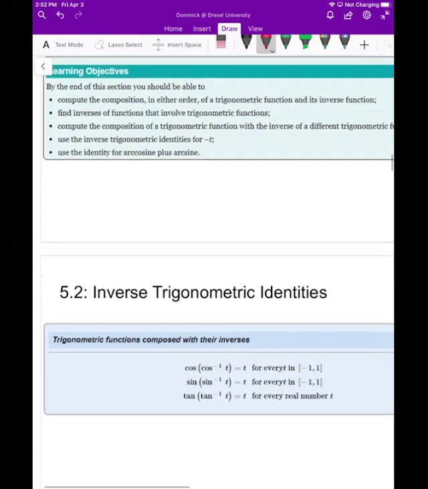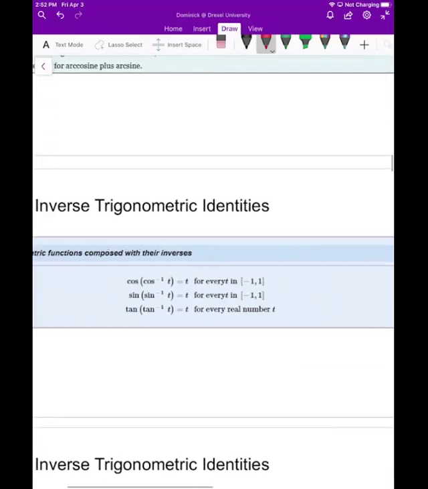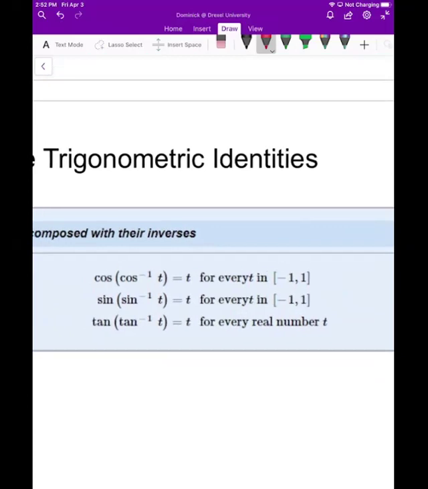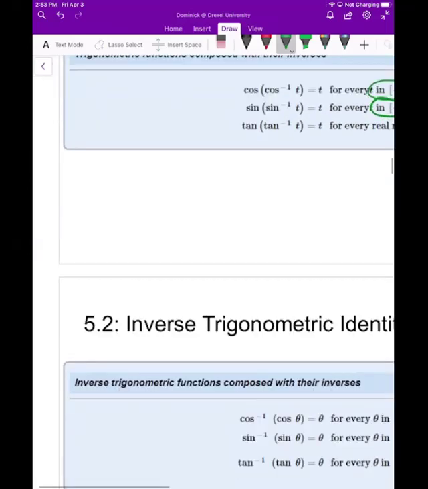Okay, so the first identity that we'll discuss is that if we take the composition of a trig function with its inverse trig function, then that's going to leave us with t, as long as we have our domain for the inside satisfied. So as long as t is between -1 and 1 for cosine and sine, and for tangent, it just needs to be a real number.